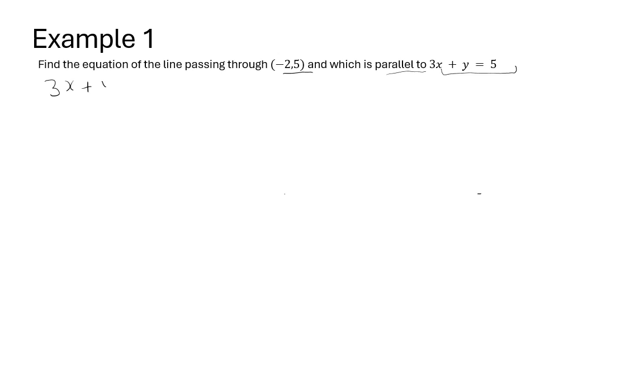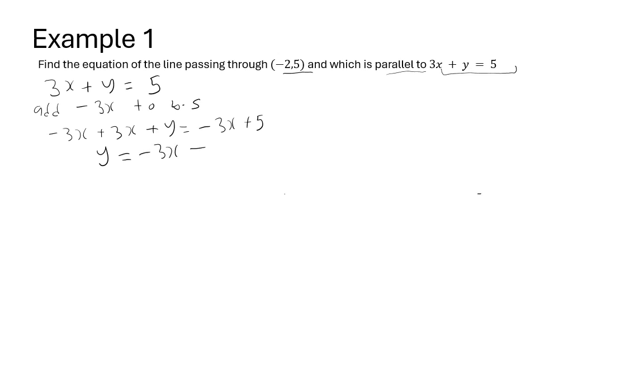3x + y = 5. Now our target is to make y the subject of the formula. So we have to remove this plus 3x here. Since the 3x is positive, we just add the negative of it, that is minus 3x, to both sides. So we'll have -3x + 3x + y = -3x + 5. Then -3x + 3x is 0, so we'll just have y = -3x + 5.